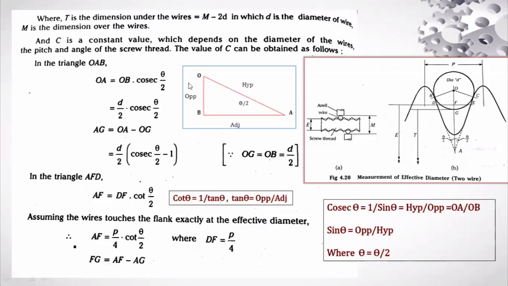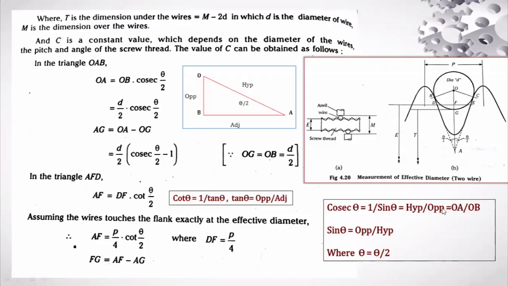OA by OB. So here I have written OA by OB, hypotenuse by opposite. OA by OB is equal to cosecant theta. Instead of theta, you can represent it as theta by 2, because here the angle is theta by 2. Right? All of you can understand, right? So OA by OB is equal to cosecant theta by 2.